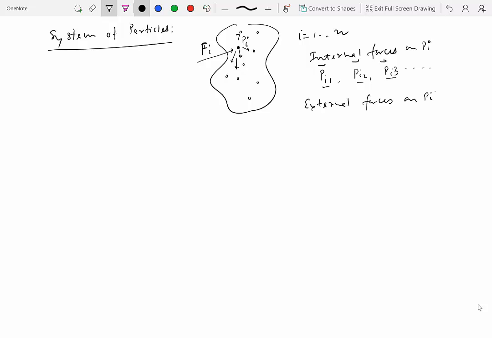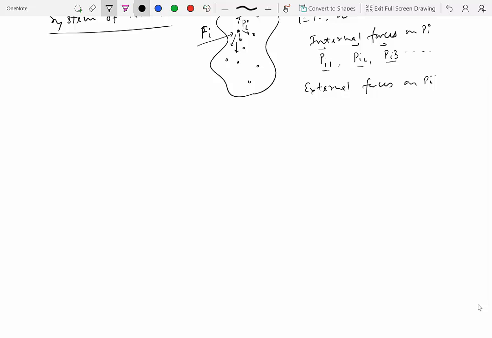and cumulatively call all those 3 external forces a single force Fi. So if you draw the free body diagram of Pi, and I'm going to draw this separately now, this is the Pi. You have Pi1, you have Pi2. These are all internal forces from n particles. In this case it will be n minus 1, leaving itself out. And then you have force Fi, which is your external force.